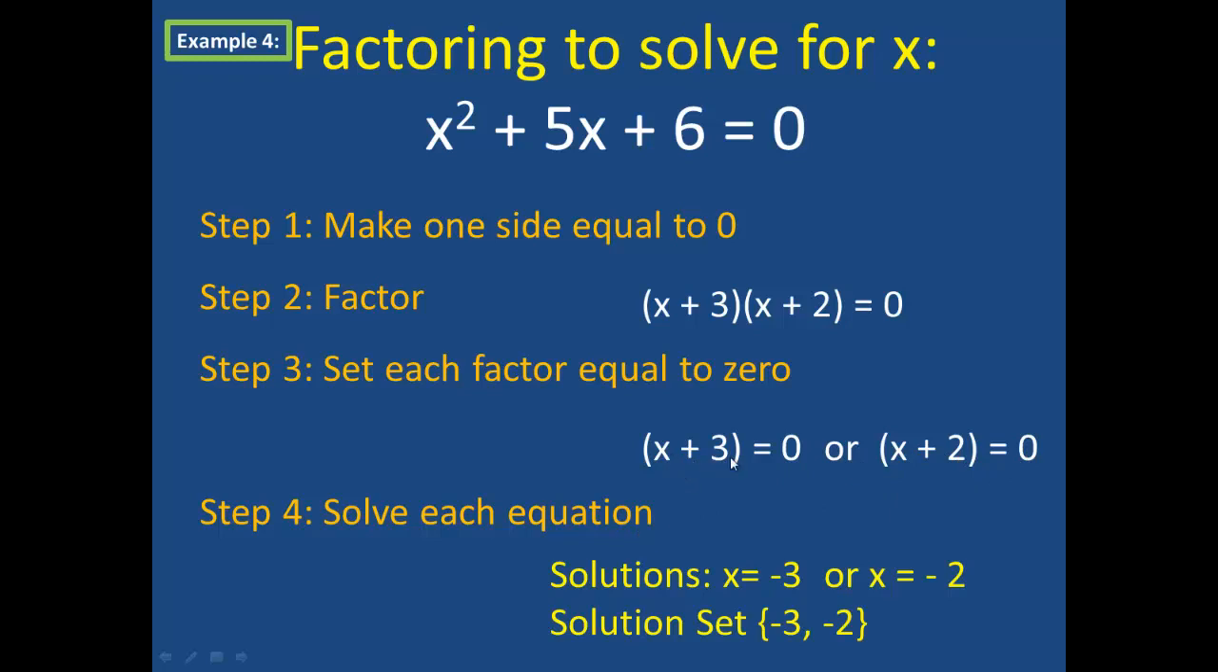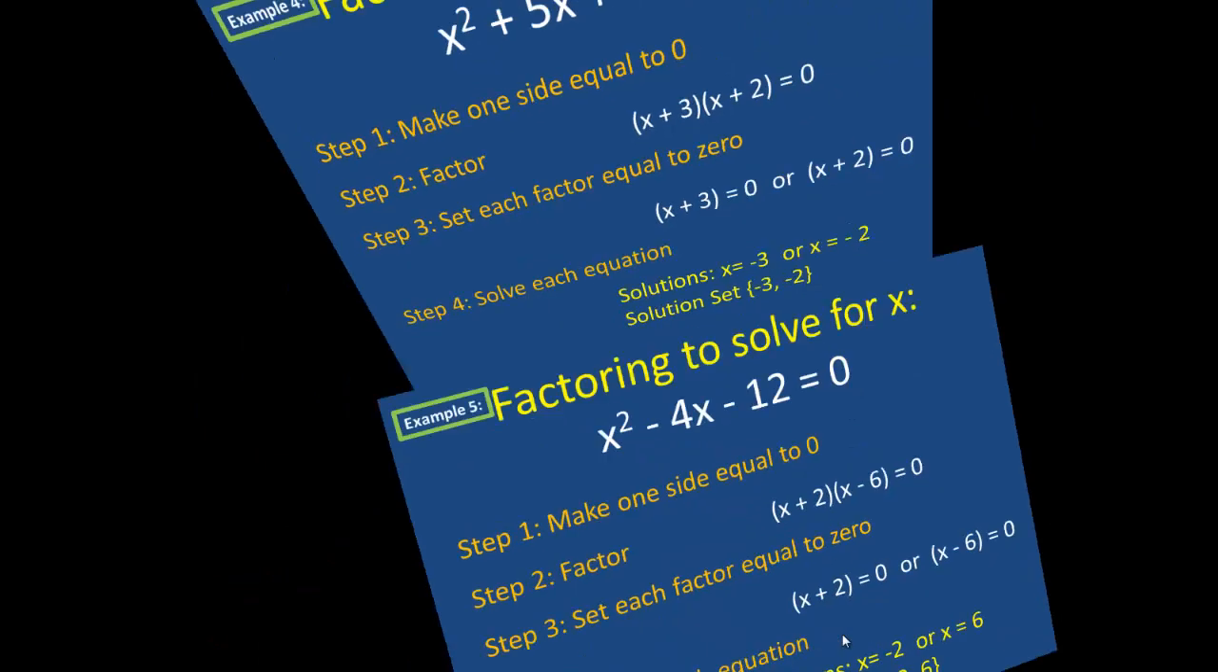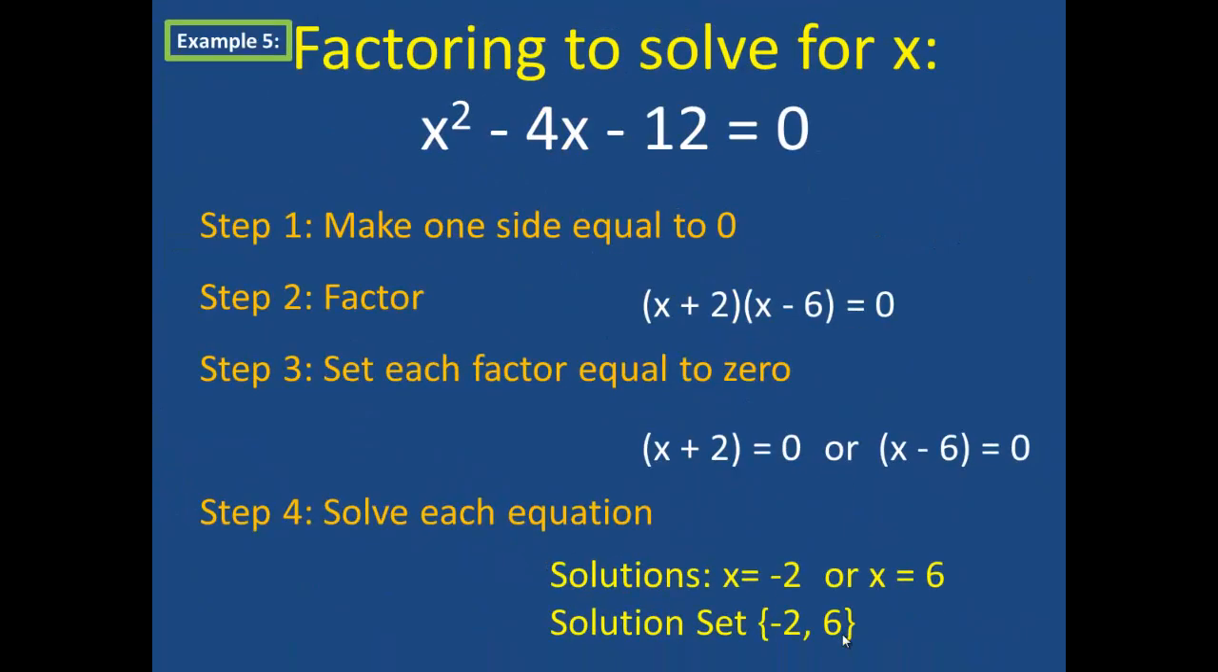When we solve x plus 3 equal to 0, we get x equals -3. And when we solve x plus 2 equals 0, we get x equals -2. Therefore, the solution set contains the numbers -3 and -2. That means that there are two solutions to this quadratic function. Example 5 on your guided notes is x squared minus 4x minus 12 equals 0.